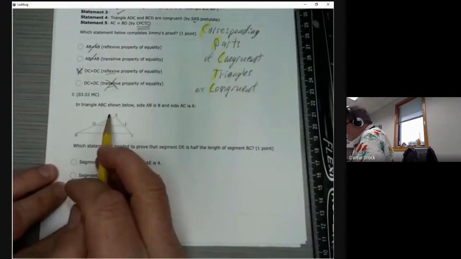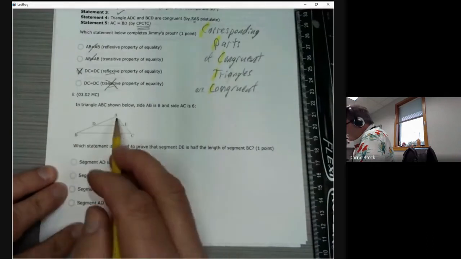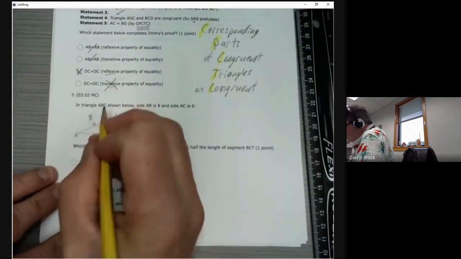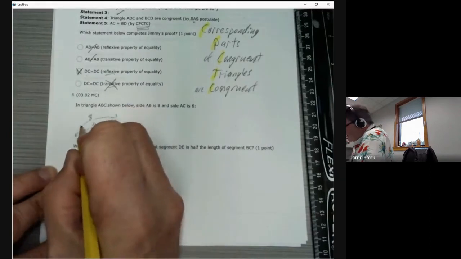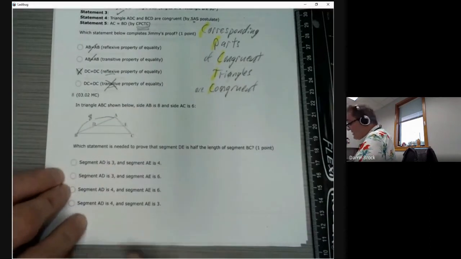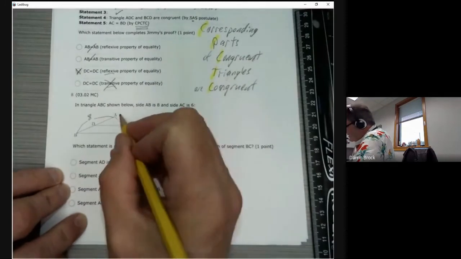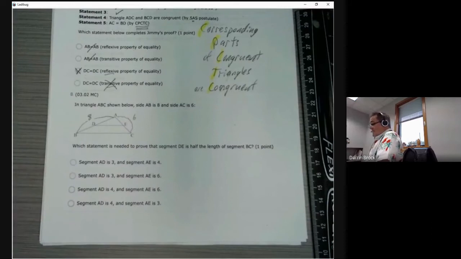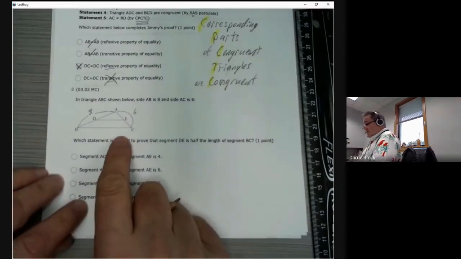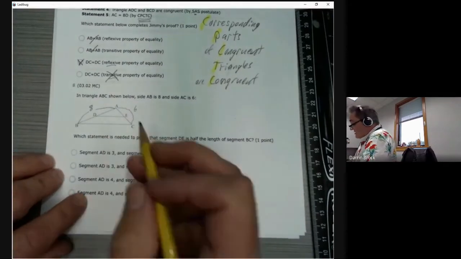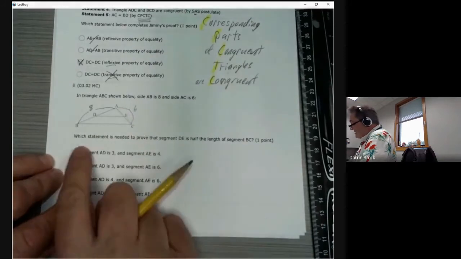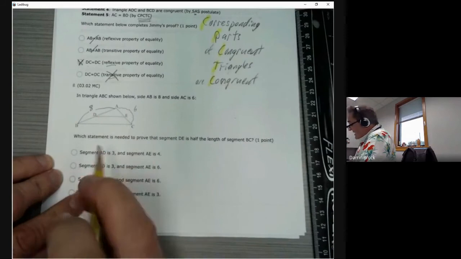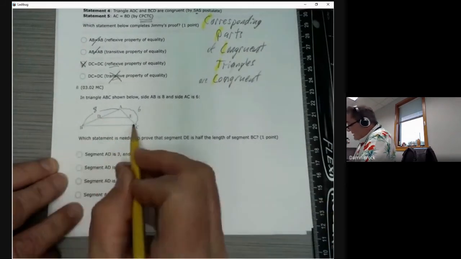All right, last one. In triangle ABC shown below, and that's the big one, side AB is 8. So I want to mark that 8, and that's from here to here, 8. And AC is 6. So I encourage you when you're taking these, maybe draw a diagram on paper. Sometimes it's easier on paper. So this is 6 and that's 8. What statement is needed to prove that DE is half the length of BC?